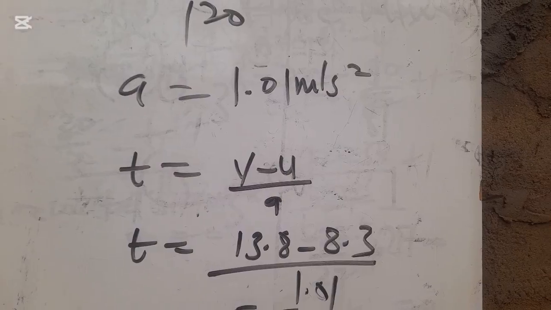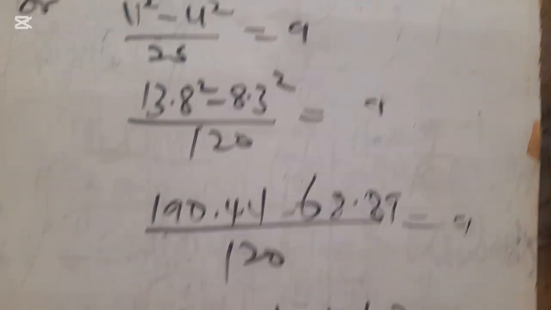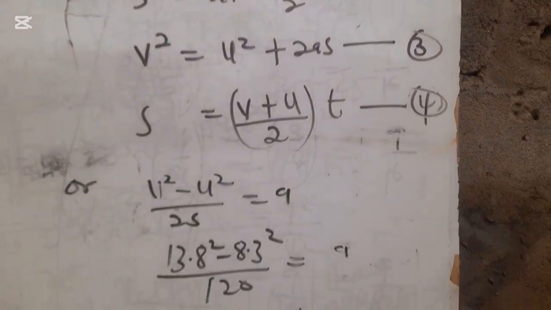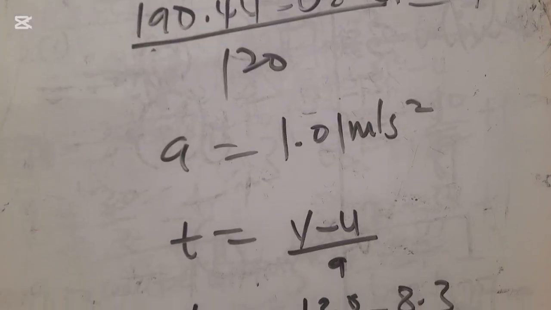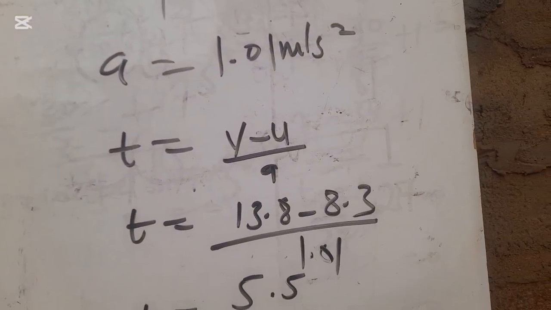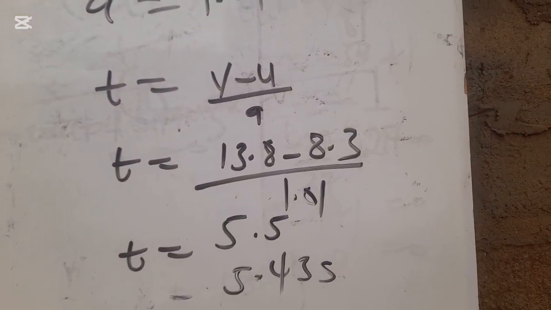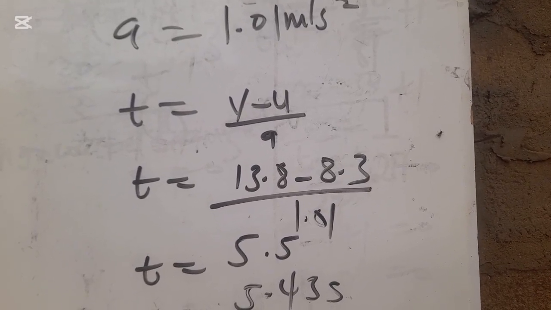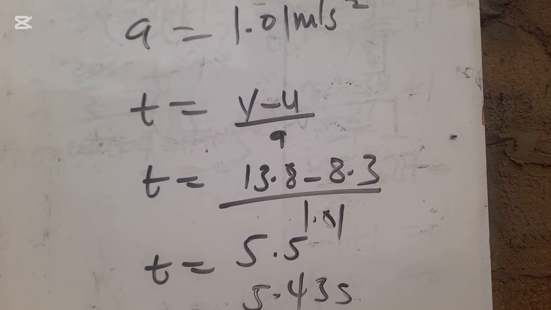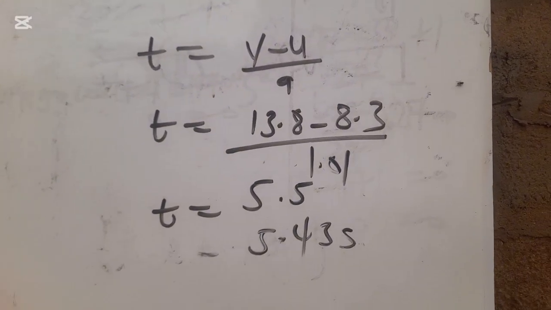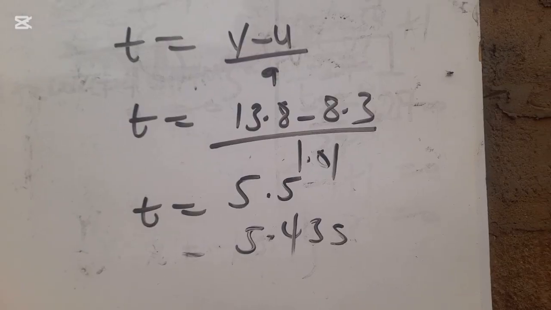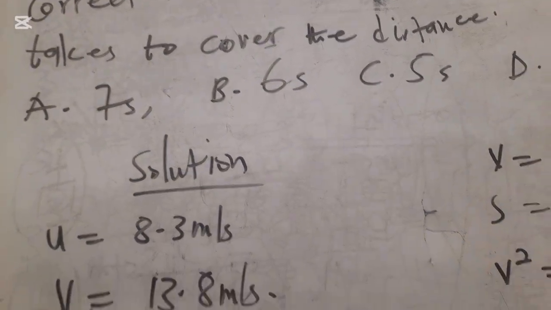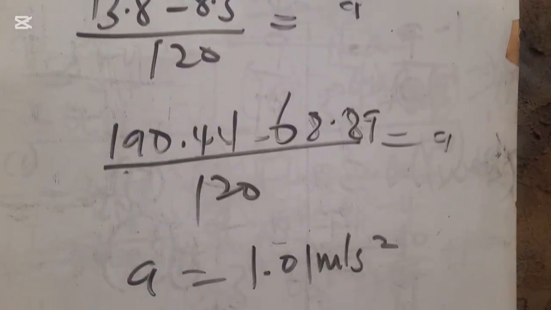From there, you can also go and pick equation 1 from the top, making t the subject. You have t equals v minus u all over a. So that gives us 13 minus 8 all over a. If you recklessly approximate the acceleration to be 1, you are likely to get the time to be 5.5. If you get the time to be 5.5, you are likely to approximate it to 6, which will not get you your answer. So you need to be more accurate in this calculation.